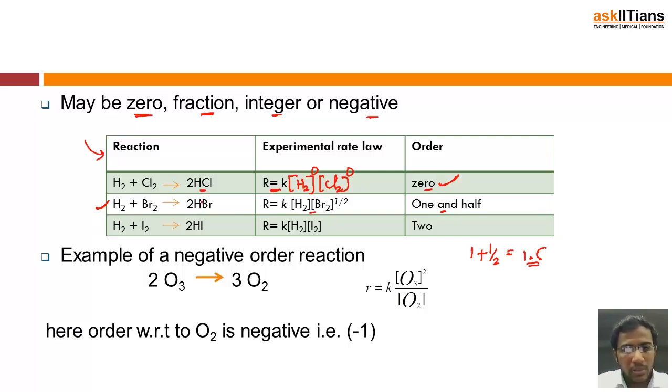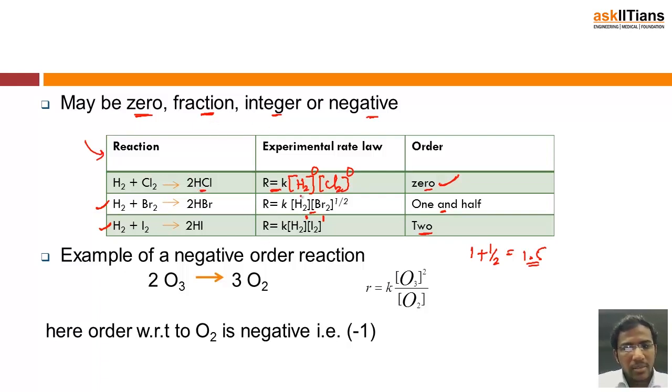And order can be negative also. Order can be integer also. So this is an example of a reaction in which order is integer. Here order with respect to hydrogen is 1 and with respect to iodine is 1. So the sum is equal to 2. So order of the reaction is 2, which is an integer. So these are examples of zero, fractional and integer order reactions.